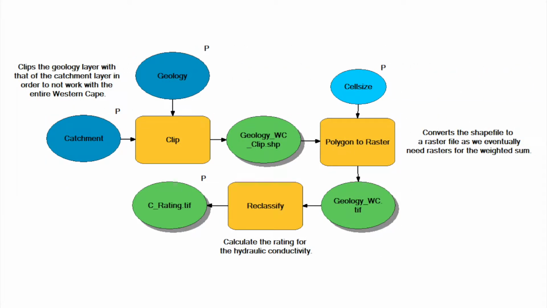The last factor is hydraulic conductivity. In this submodel, we first clipped the geology layer with a catchment, then we used Polygon to Raster to rasterize the output, and then, as always, we calculated the rating for the hydraulic conductivity using the Reclassify tool.